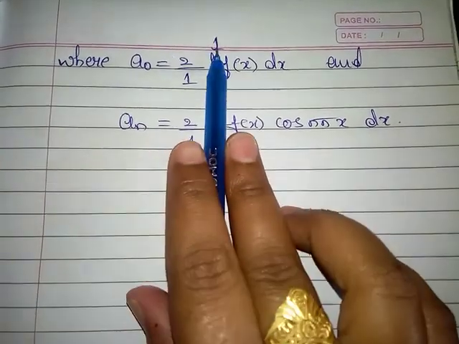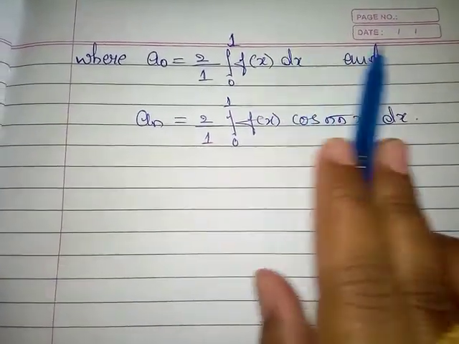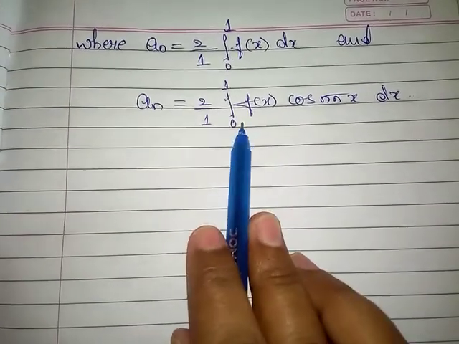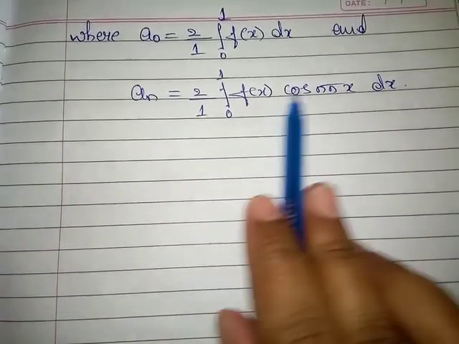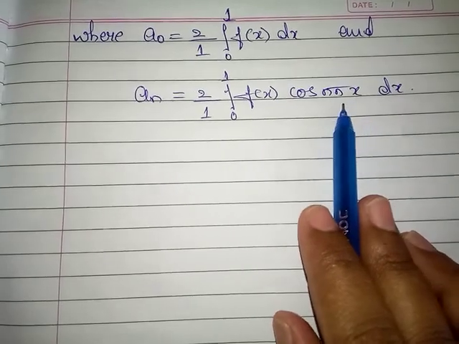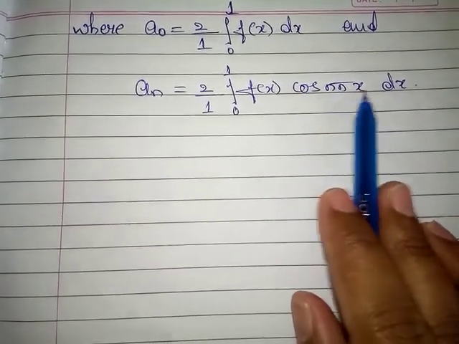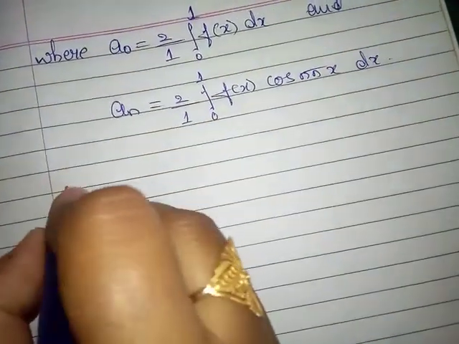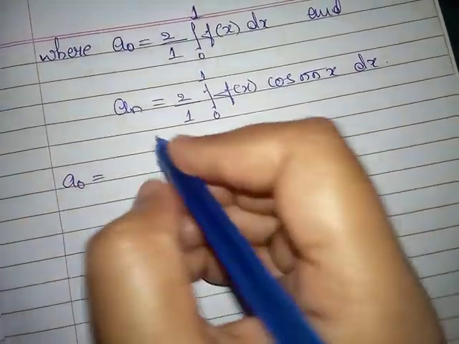Where a0 is equal to 2 by 1 integration from 0 to 1 f of x dx, and an is equal to 2 by L, which means 2 by 1 integration from 0 to 1 f of x cos n pi x by 1, which means only cos n pi x dx. First we have to find the a0 here. a0 is equal to what?